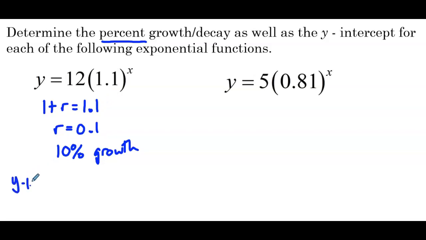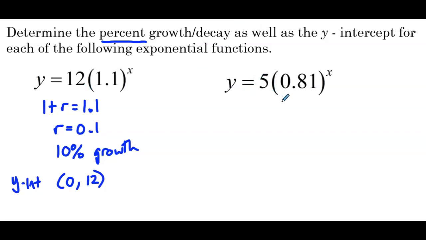The y-intercept, well, that's the point where x equals 0. So if we plug 0 in for x, 1.1 to the 0 is 1. 12 times 1 is 12. So (0, 12). And we can think of that as the initial amount. 12 would be the initial amount in this function.